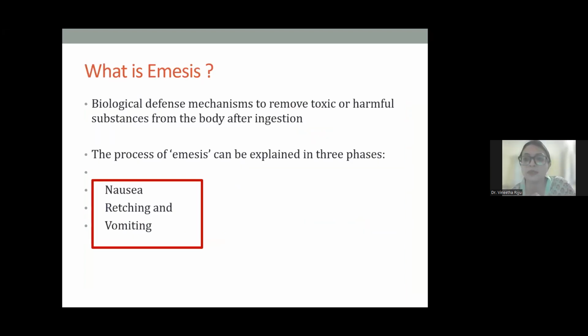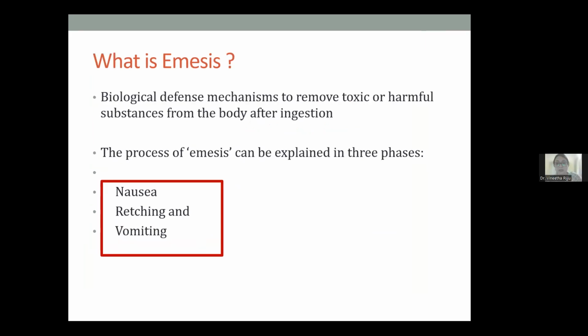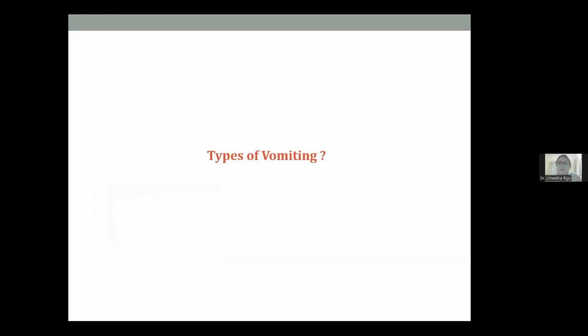So coming to our core topic for today, emesis. It's basically a defense mechanism. It's not that bad. It is a defense mechanism to remove toxic and harmful substances from the body after ingestion. Generally, it has 3 phases: nausea, when the contents are not coming out; retching against a closed glottis; and vomiting, when there is contraction of the diaphragmatic muscles and the contents are expelled.